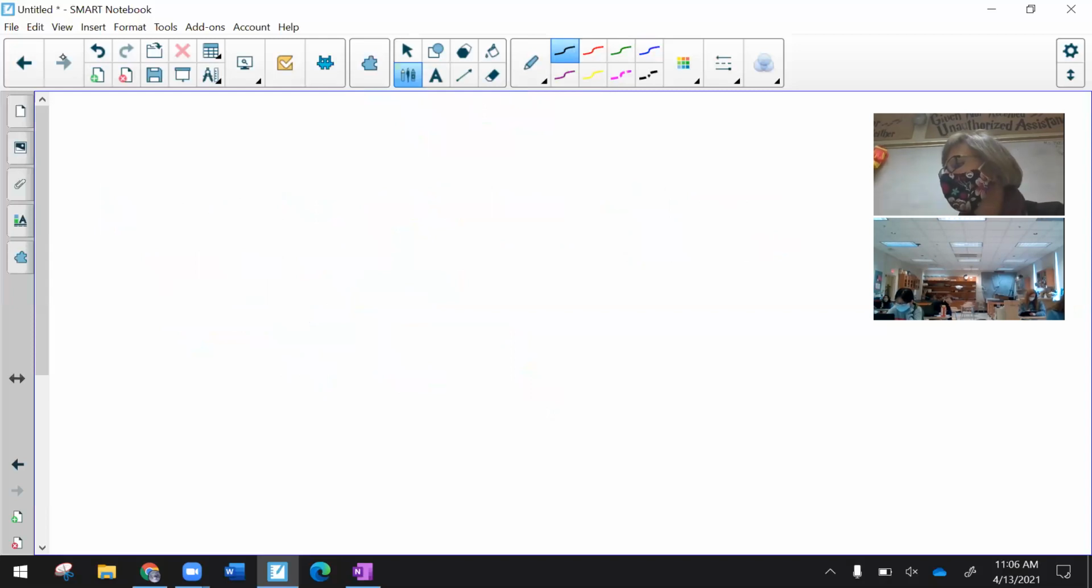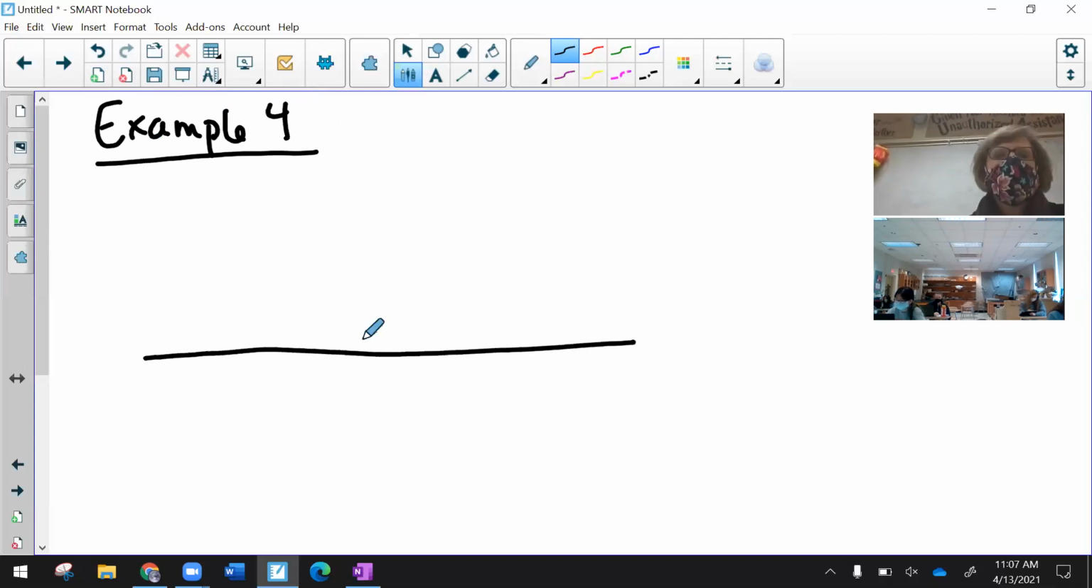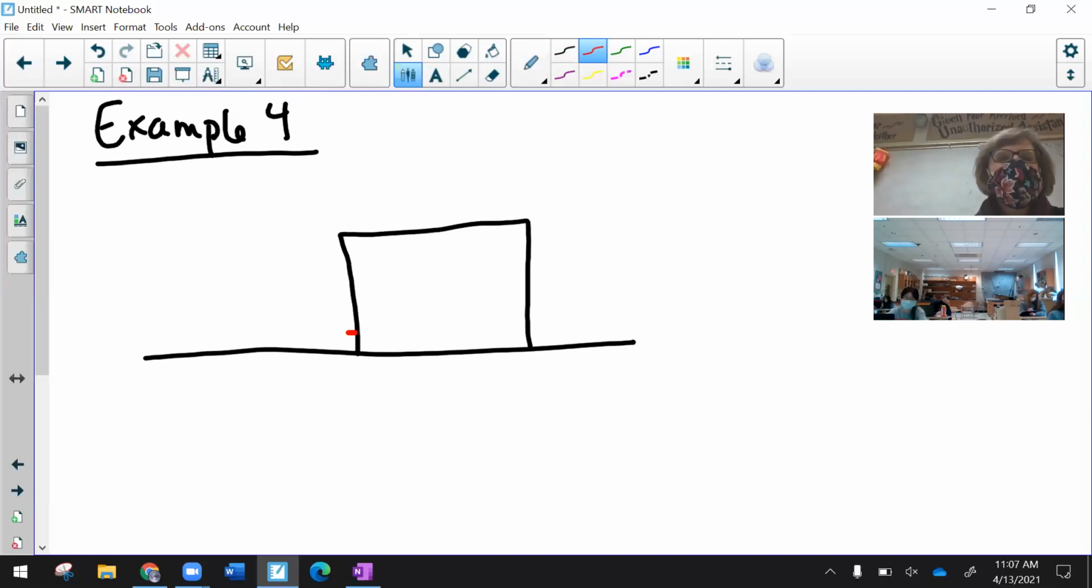All right, so let's try the first example, which says a uniform cubical crate is 0.750 meters on each side and weighs 500 newtons. It rests on the floor with one edge against a very small fixed obstruction. At what least height above the floor must a horizontal force of magnitude 350 newtons be applied to the crate to tip it? This is example 4. All right. So we've got the ground. We've got our crate. And then we've got some little obstruction.